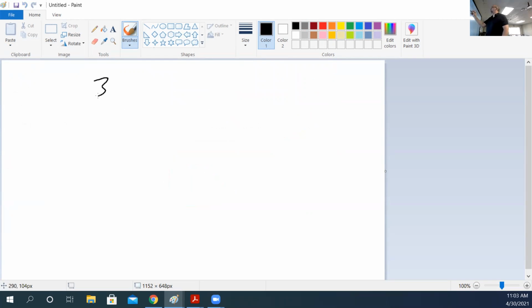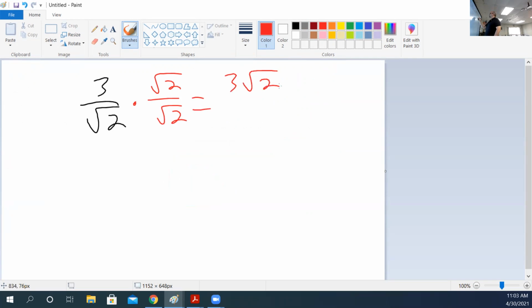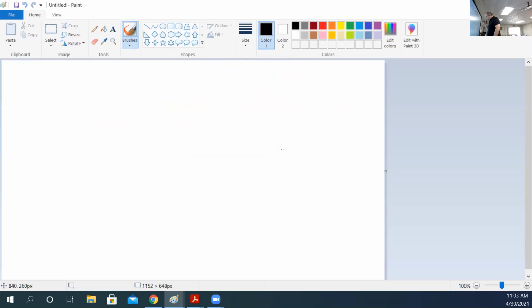How about if you're doing 3 divided by square root of 2? All right, same kind of idea. Multiply top and bottom by square root of 2. So the top becomes 3 root 2, and the bottom, the roots cancel. So 2 is left over, and that's what we got left, right? And we can't reduce that any further, so that means we're done. Okay. All right, let's try, how about 3 divided by 5 times square root of 5?